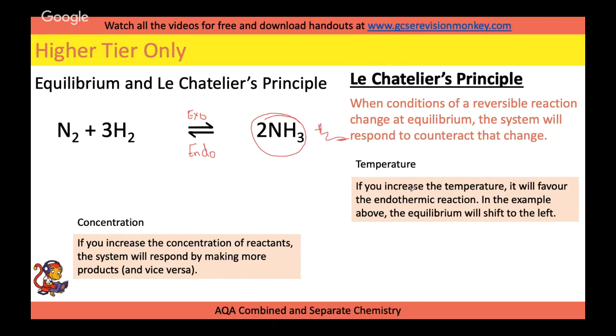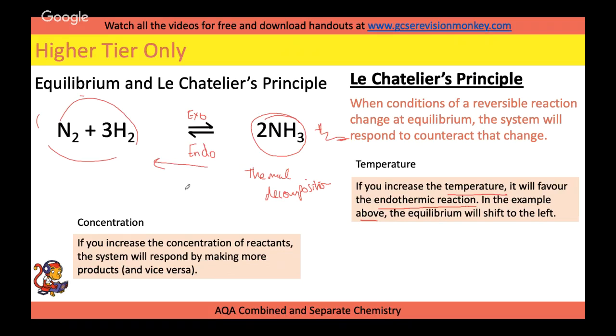So for temperature, if you increase the temperature, it will favour the endothermic reaction because this is a thermal decomposition reaction, which means that heat is taken in to break down this ammonia. So in the example above, the equilibrium will shift to the left, which means that more of the nitrogen and hydrogen will be produced because the endothermic reaction is in this direction.